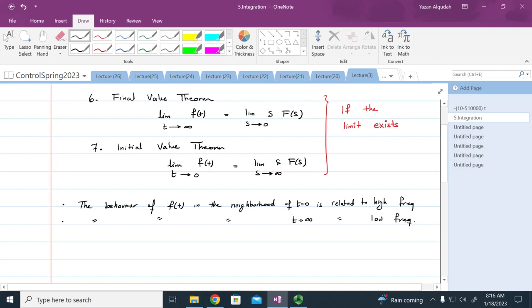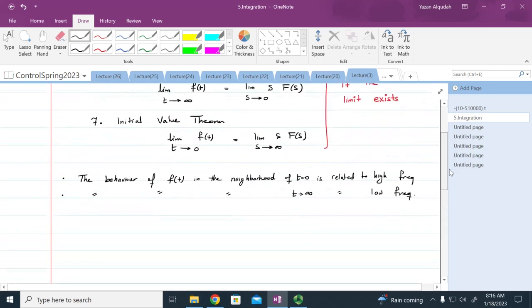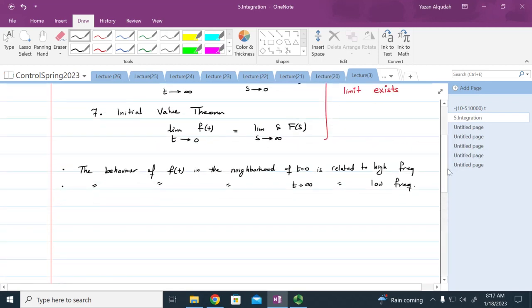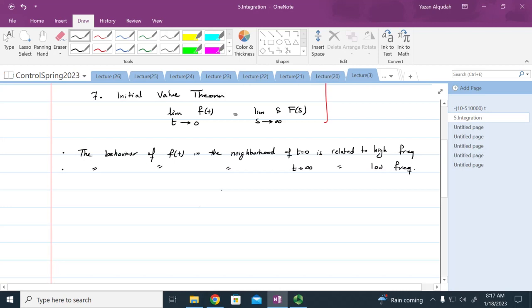Okay. Let's look at some examples and the application of the properties of the Laplace transform.